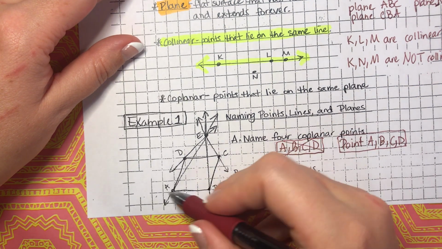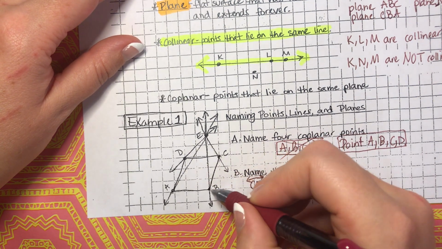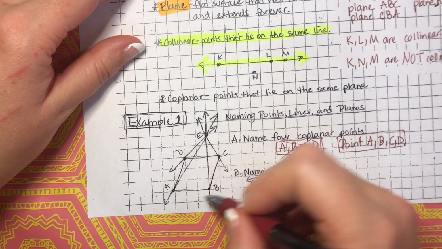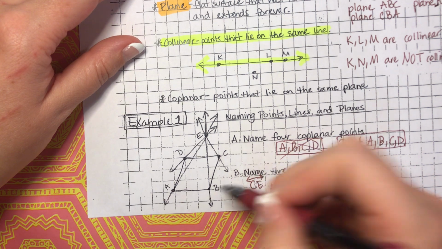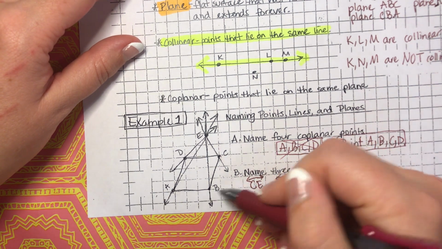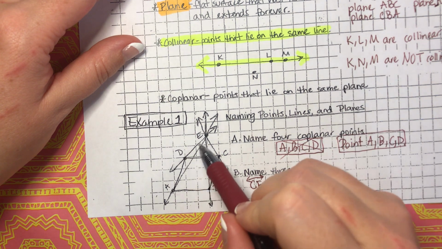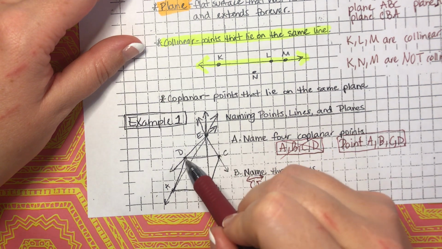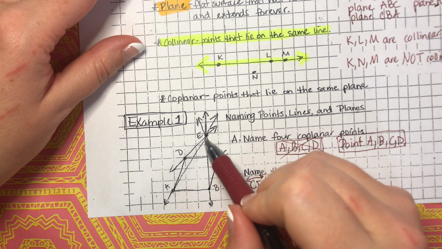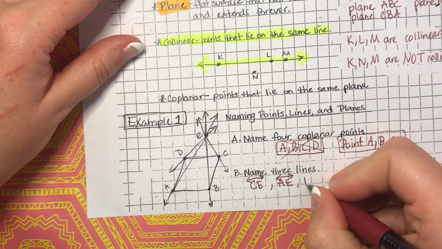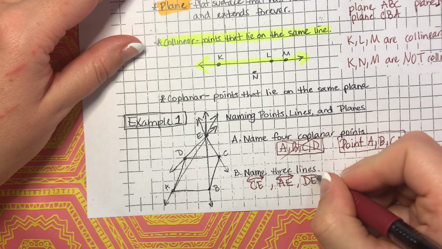What about AB? This right here, this line, AB. Does it keep going? Nope, it stops there. Does it keep going this way? No, it stops. So that's not a line. It doesn't go infinitely in both ways. But how about DE? Yeah, DE goes forever and ever that way, and forever and ever that way. So DE would also be a line.